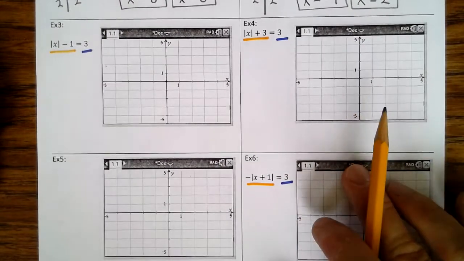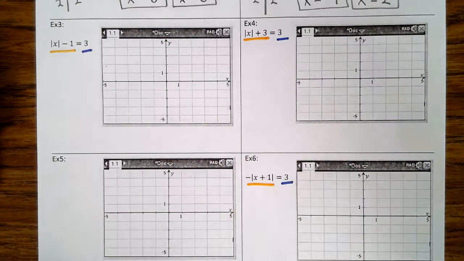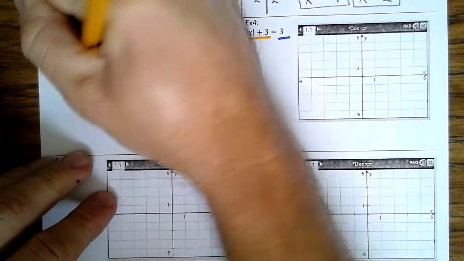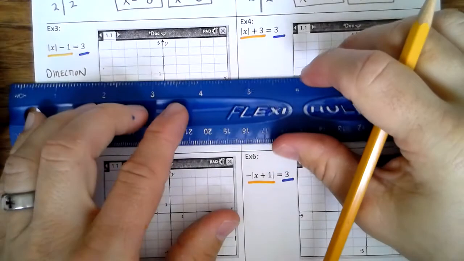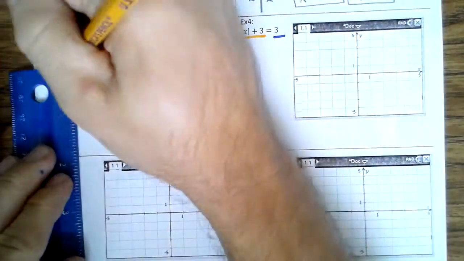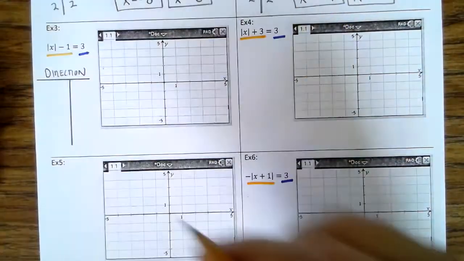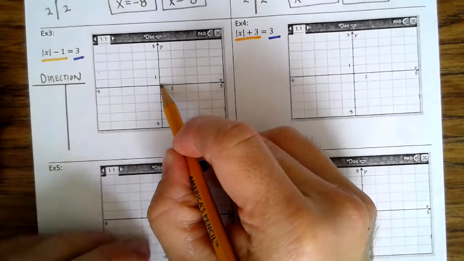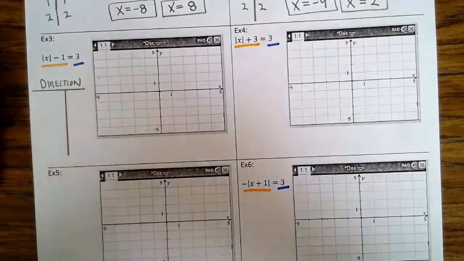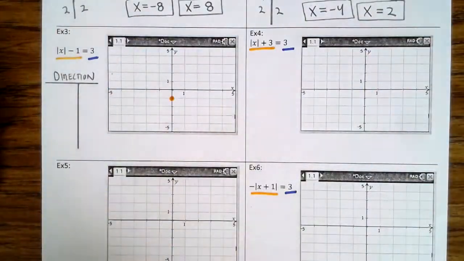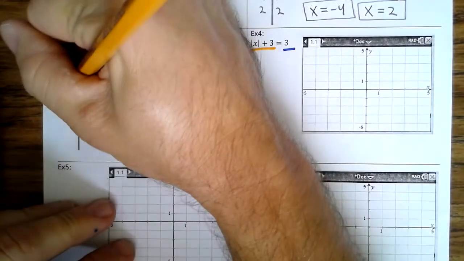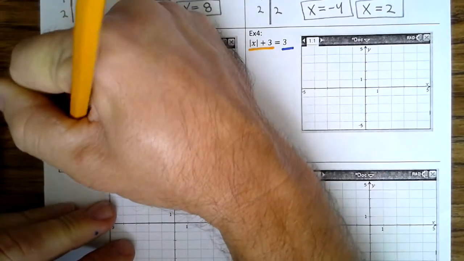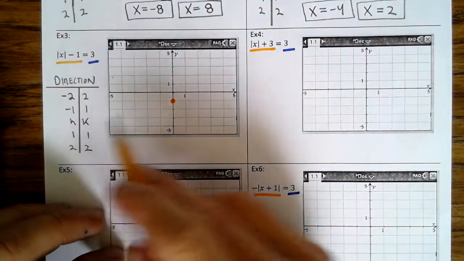All right, example 3. Okay. Now this one I'm going to do the opposite. I'm going to graph by direction and then show you can verify it with the points. All right. So to graph the left side, we know vertex is 0, 0. That minus 1 means we go down 1. Okay. And we know our direction is negative 2, negative 1, 1, 1, 1, 2, 2. That's what gives the absolute value shape.